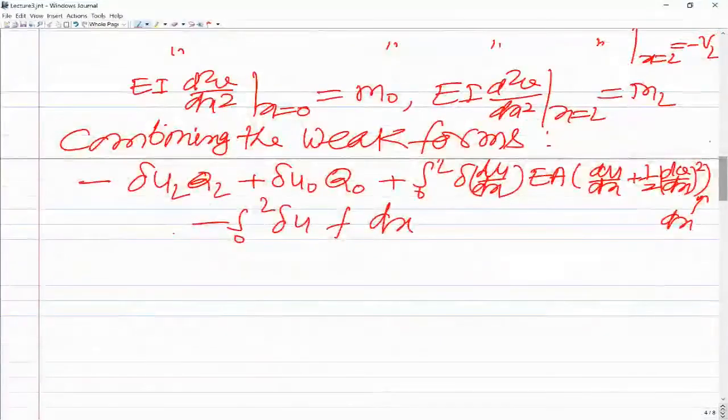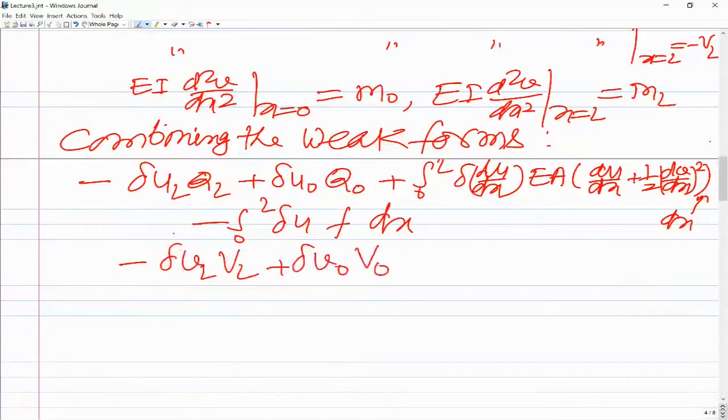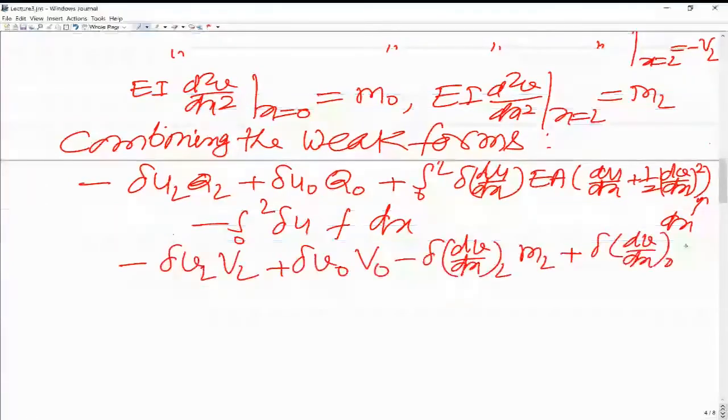From the second weak form we will again have the four boundary terms. So minus delta VL into capital VL plus delta V naught into capital V naught, minus delta of dv by dx at L into ML plus delta of dv by dx at x equal to 0 into M naught.